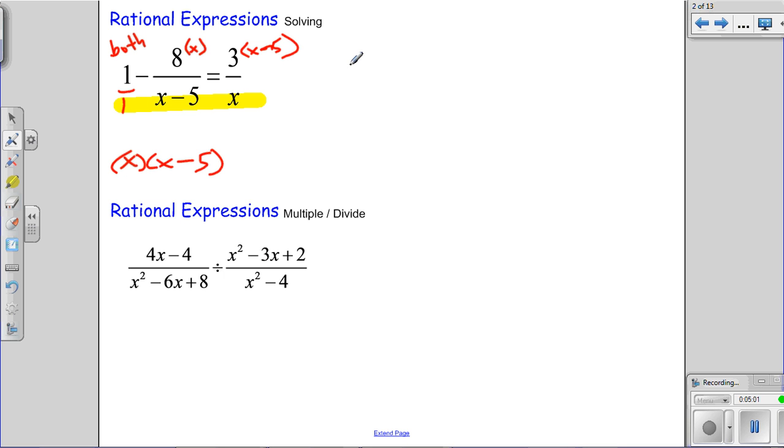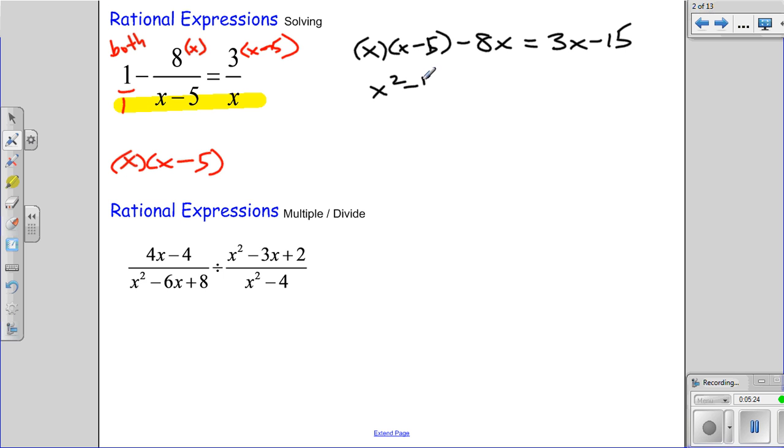So let's rewrite it over here. So basically we have 1 times the common denominator, which is x times x minus 5. And then we have minus 8x. Okay, just distributed that. Equals, and then let's go ahead and distribute the other side. So 3x minus 15. I'm going to go ahead and distribute that as well. So that should be x squared minus 5x minus 8x. And this side hasn't changed.